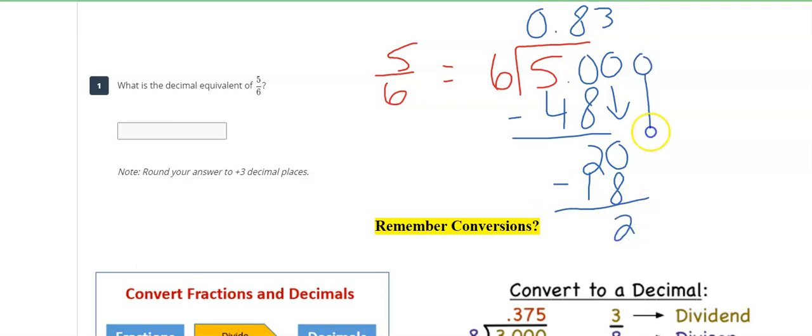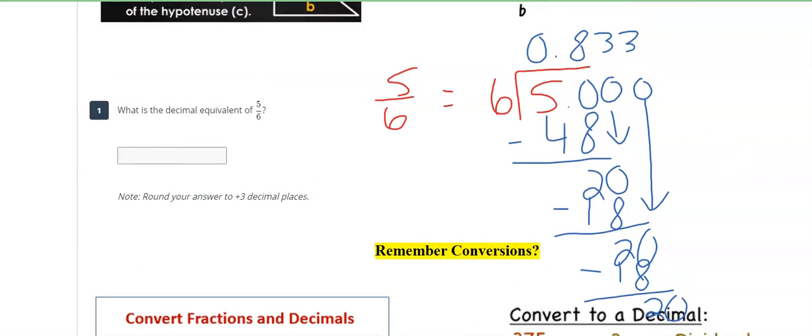I can add another 0 and bring it down. 6 goes into 20 3 times, which is 18. And now I can see I'm going to keep following this pattern of getting 3s because I keep getting 20 left over. So, the decimal equivalent to 5/6 to 3 decimal places is 0.833.